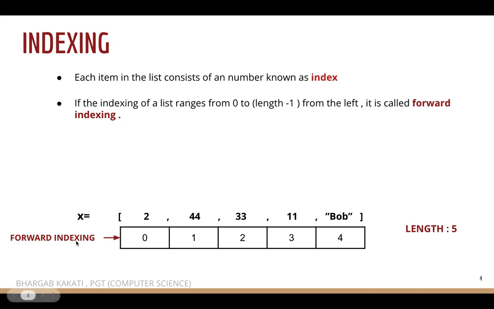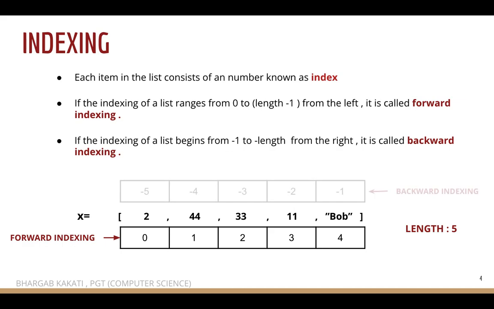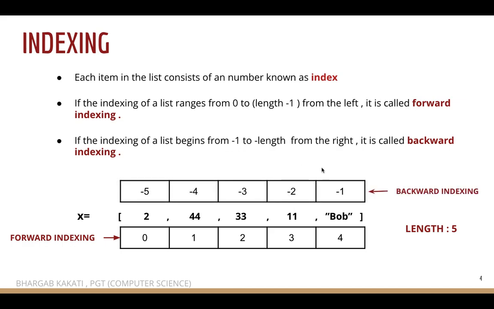If I have to talk about backward indexing, then if the indexing of a list begins from minus 1 to minus length from the right, it is known as backward indexing, as you can see in this particular figure. So by backward indexing, the index starts from the right.